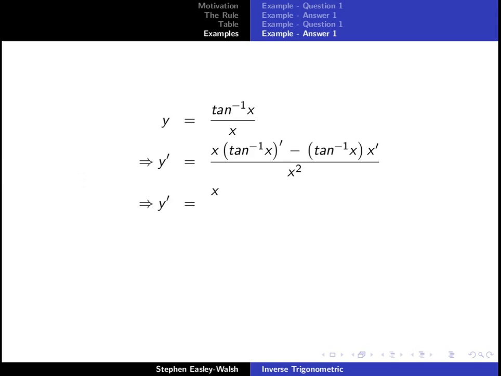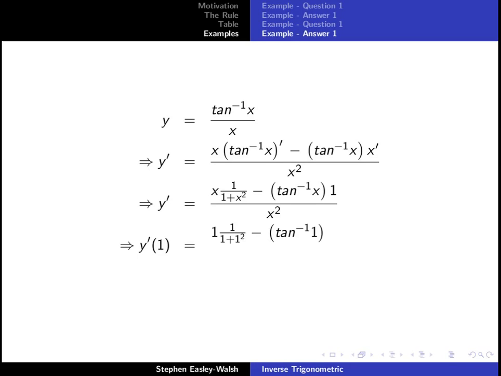So we have x times derivative of tan inverse, which is 1 over 1 plus x squared, minus tan inverse x times derivative of x, which is 1, all over x squared. Now we put in 1, so it's 1 times 1 over 1 plus 1 squared minus tan inverse 1 times 1, all over 1 squared, which gives us a final answer of a half minus pi over 4.